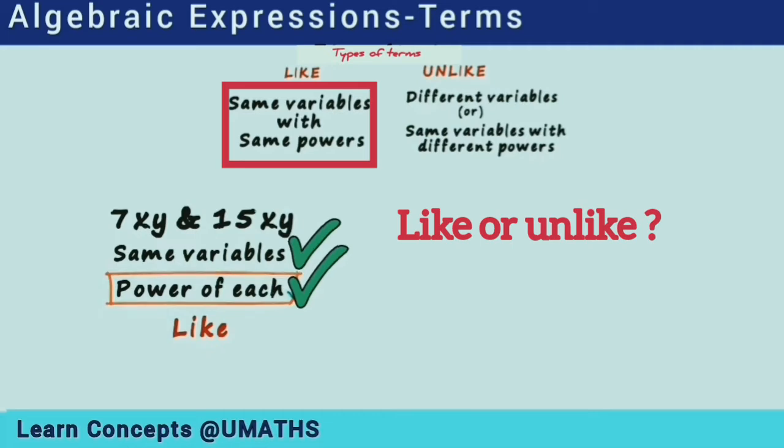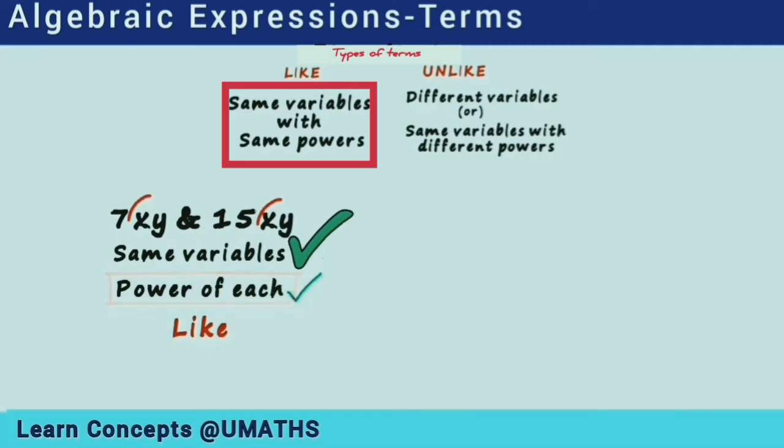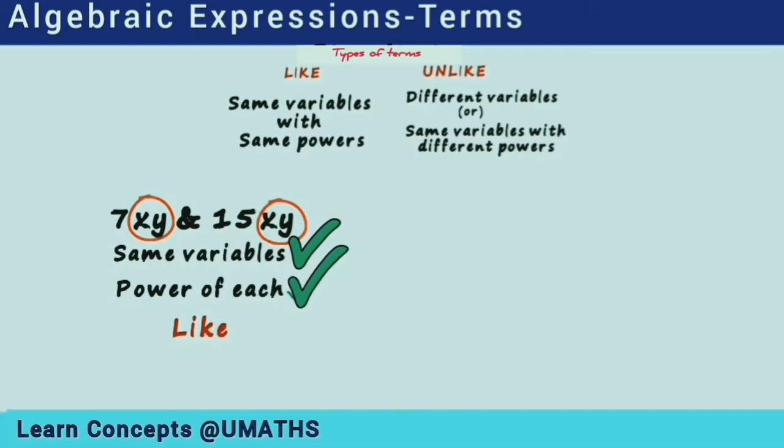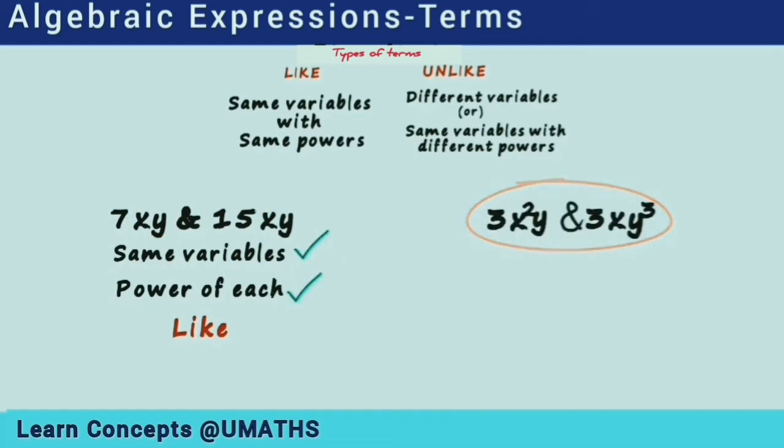As both these conditions are satisfied, we can say they are like terms, same variables and same power. Let's take one more example, 3x square y and 3xy cube. Let us check whether these terms are like or unlike terms.